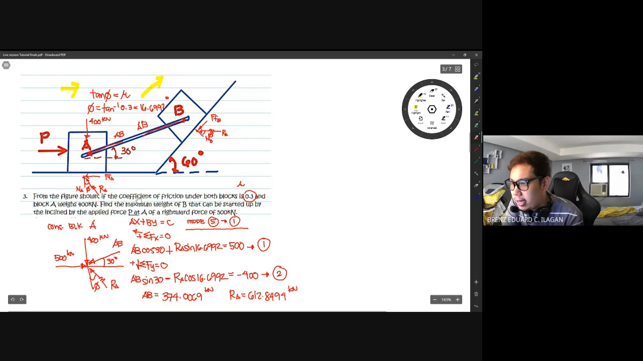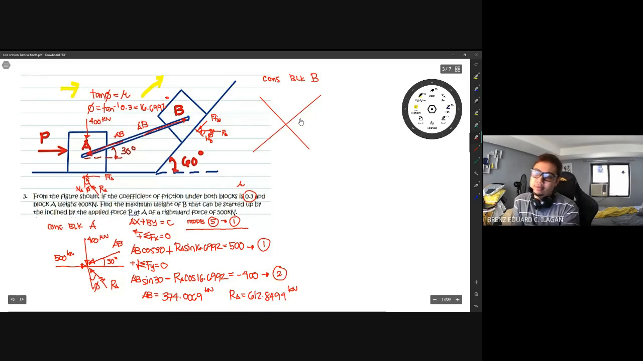All right, so since may value na tayo niyan, we can now proceed with this free body diagram for block B. So this time, consider block B. So, ayan, naka-inclined surface tayo. So, gawa lang natin ng inclined. Okay, so, ayan. So, what are the forces acting in this angle? So, unahin natin siguro yung weight.